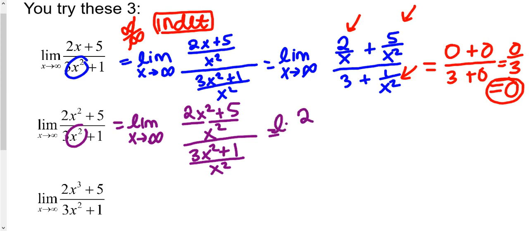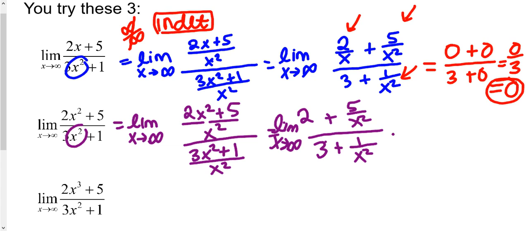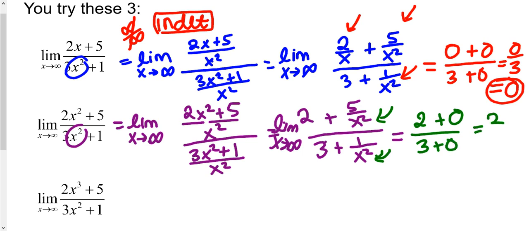This is a limit. Make sure that you're writing limit every time. I almost forgot. Plus 5 doesn't have anything to cancel, so 5 over x squared, over 3, because the x squareds cancel, plus 1 over x squared. When I plug all that in, 2 stays 2. Infinity in that denominator makes 0. 3 stays 3. Infinity in this denominator makes 0. Well, this time I have 2 over 3.